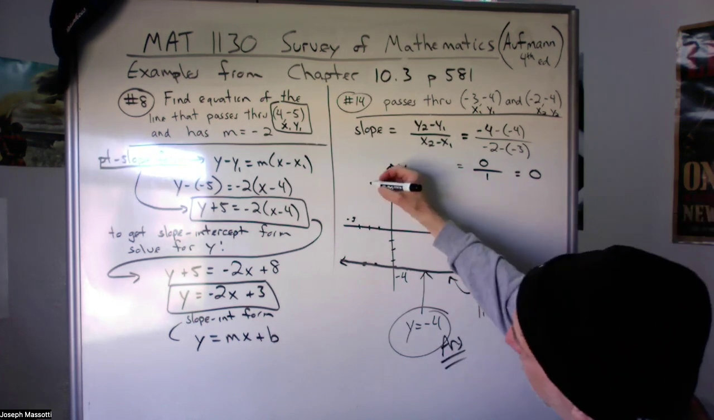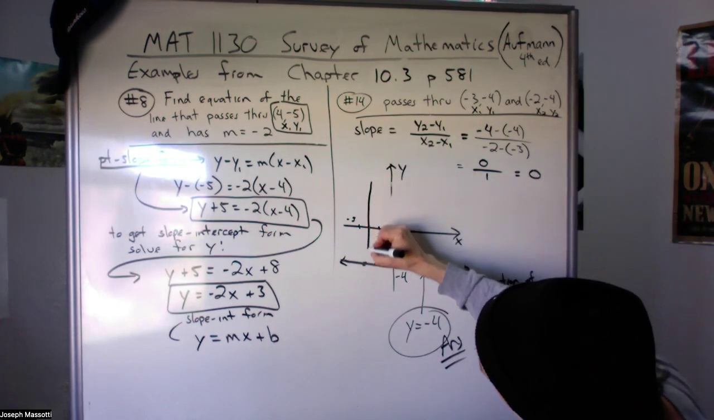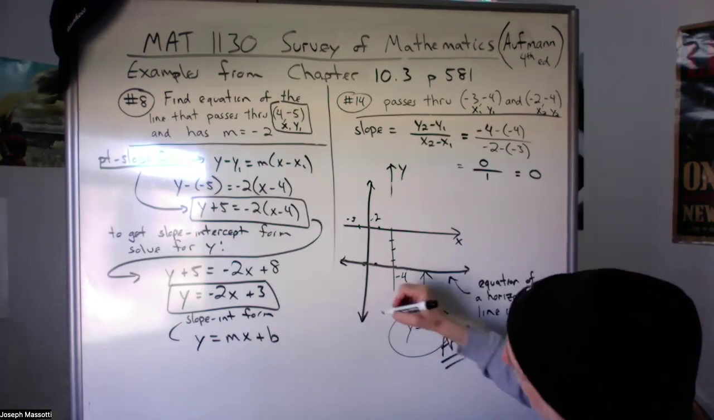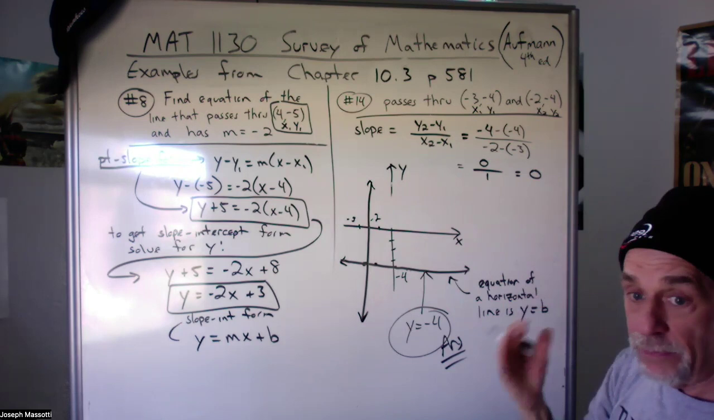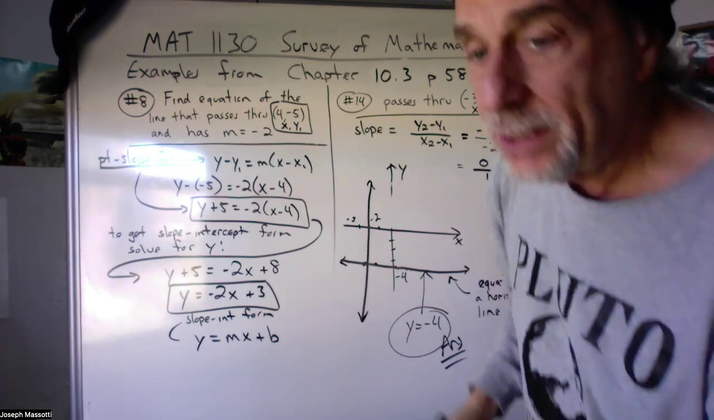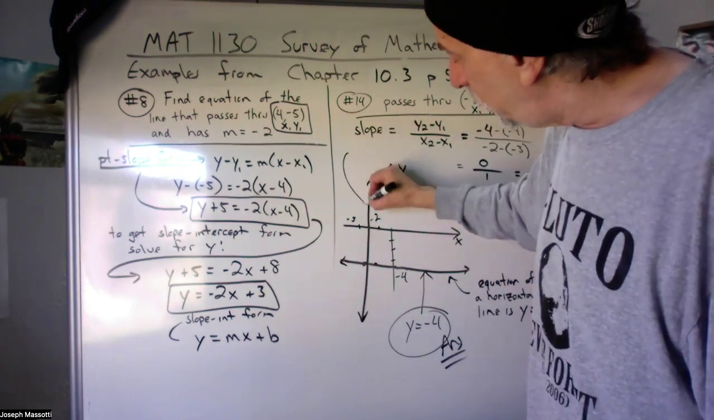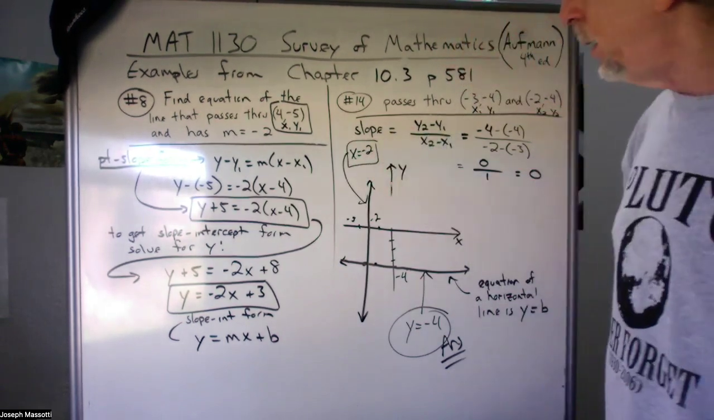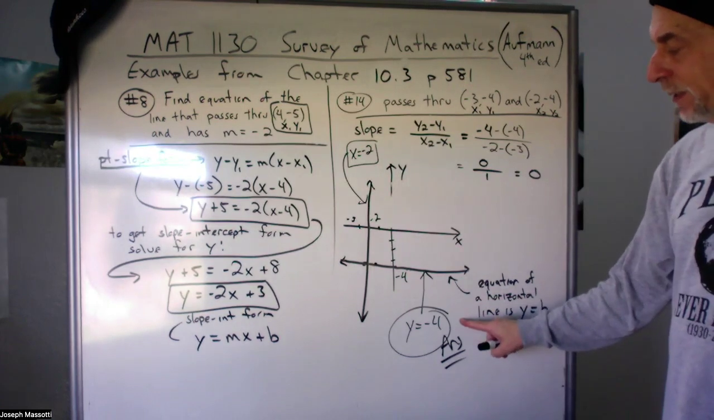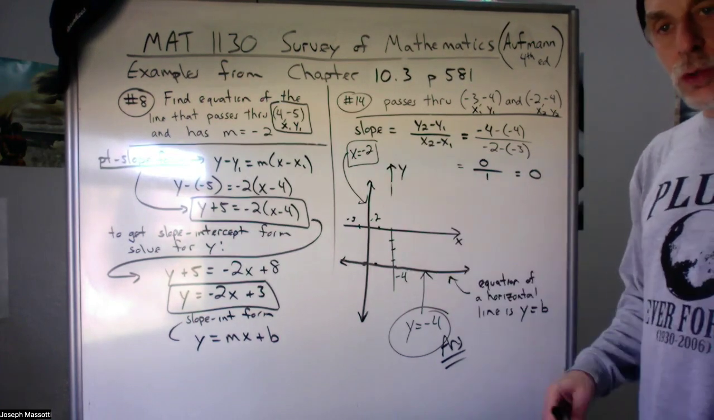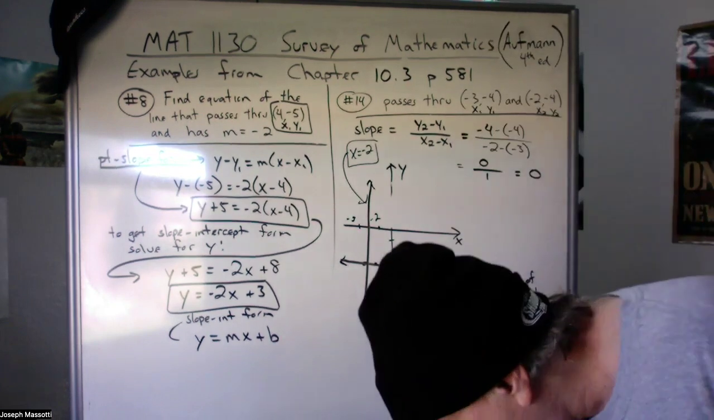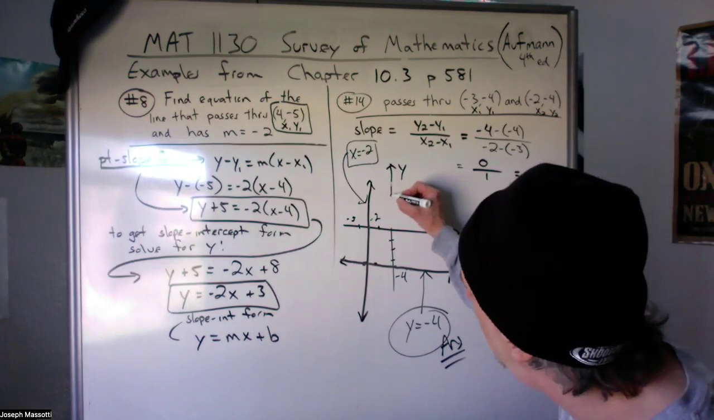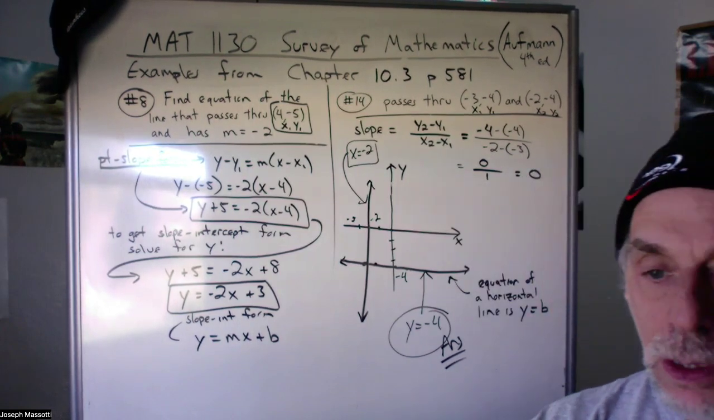And similarly, if we have a vertical line, let's say we have a vertical line going through the x value of -2, the equation of any vertical line is just x equals whatever value that is. So the equation of this line would just be x equals -2. Okay. So horizontal lines, vertical lines, are sort of special cases where the equations are even easier to determine.